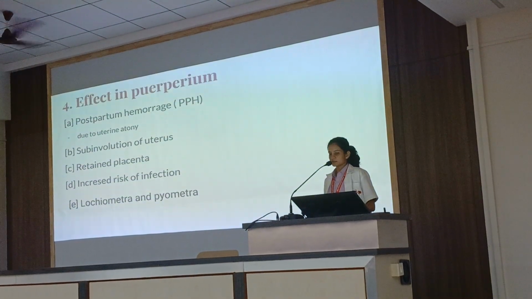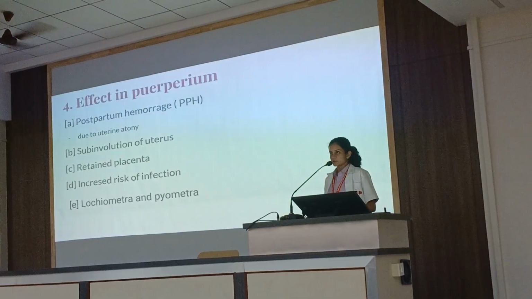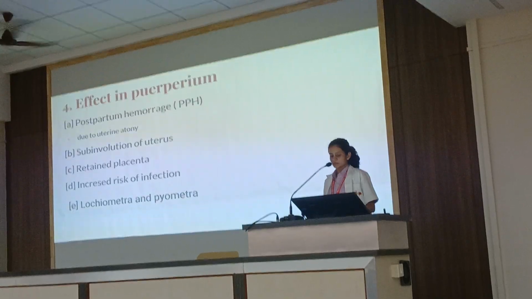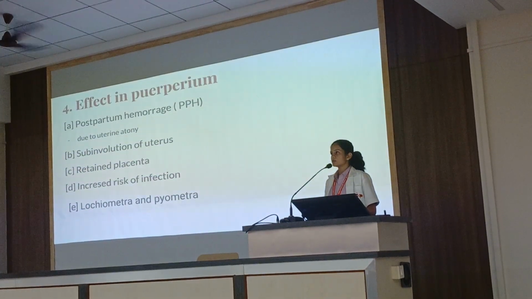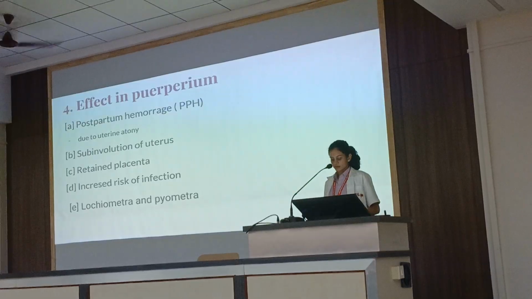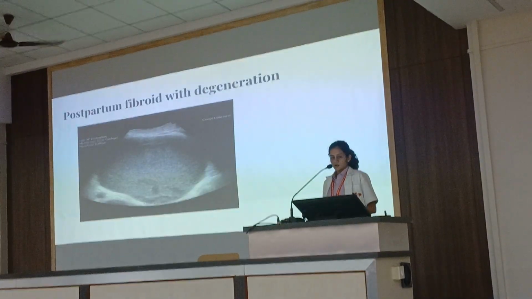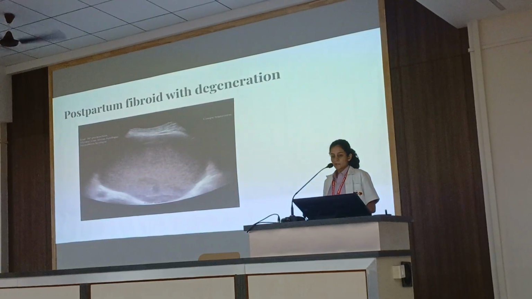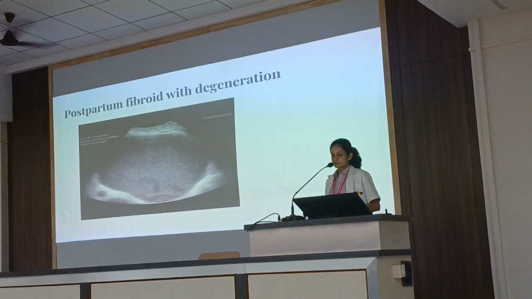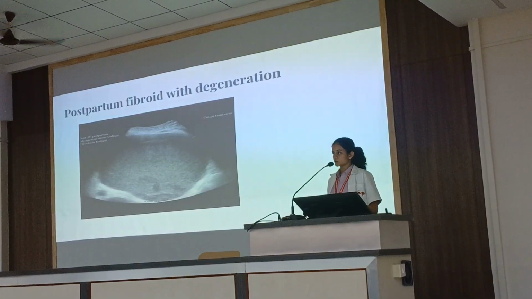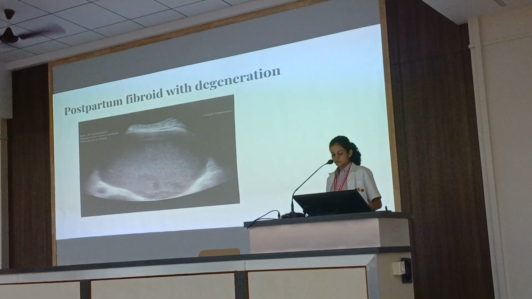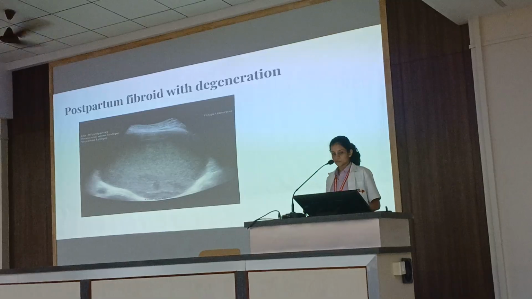There is increased risk of infections. And leukometra is an abnormal collection of pus in the uterine cavity, and pyometra, it means the uterus is filled with pus and bacteria. In this USG, you can see the postpartum fibroid with degeneration. So after delivery of the baby and the placenta, the fibroid here undergoes degeneration. It is due to after delivery the blood supply of the uterus decreases, which leads to ischemia, and then it further leads to degeneration of the fibroid.